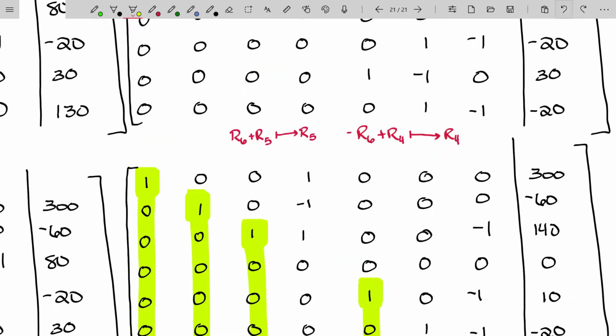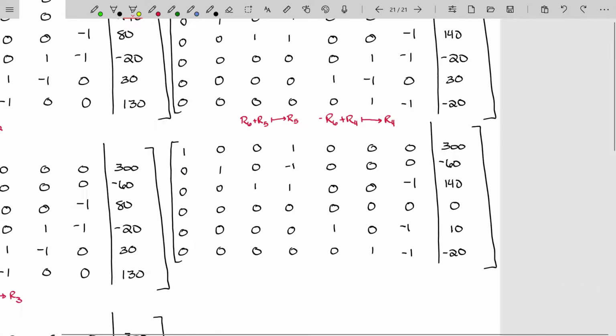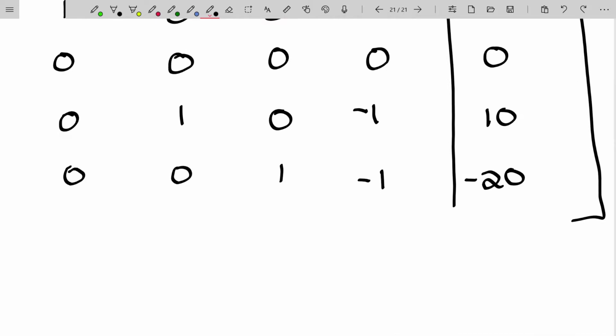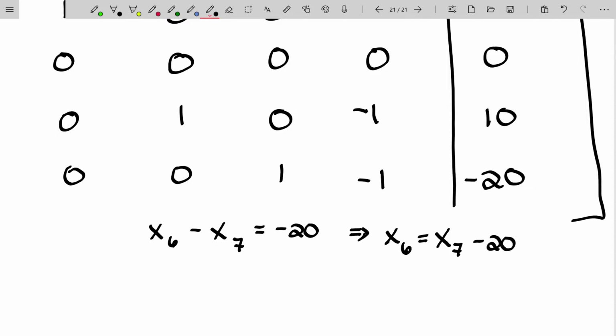So what does this mean? Well, it means, let's see, remember the columns stood for x1, 2, 3, 4, 5, 6, and 7. So I'm going to start with the bottom row here, and I'm going to say the bottom row tells me that 1x sub 6 minus x sub 7 should equal a negative 20. Well, solving for x sub 6, you get that x sub 6 is equal to x sub 7 minus 20. Okay, which means x sub 7 is free roaming. We don't even know what that is, but we'll see that in a moment.